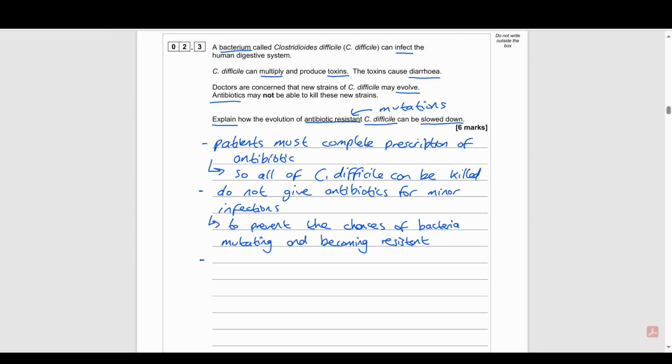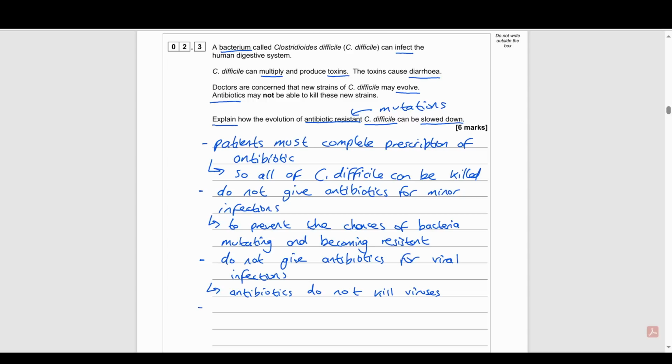Next point, the antibiotic is supposed to kill bacteria. That's why it's designed. But that means that it's not there to kill any other type of pathogen, for example, viruses or fungi. So, patients should not be prescribed antibiotics for viral infections. Our reason is because antibiotics do not work against viruses.